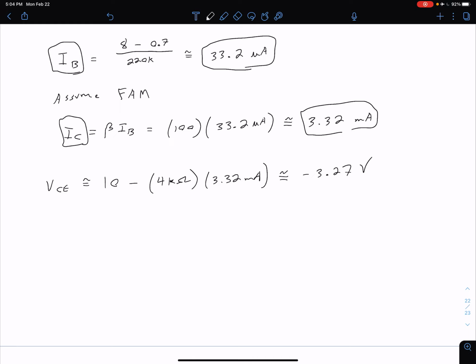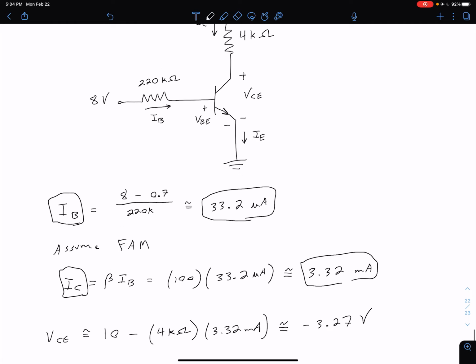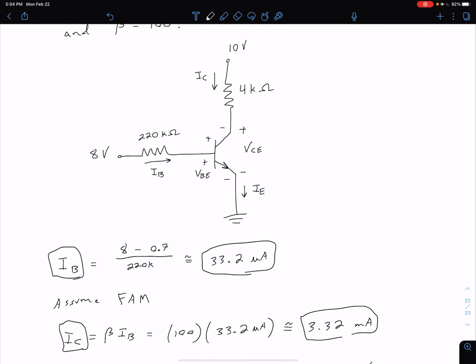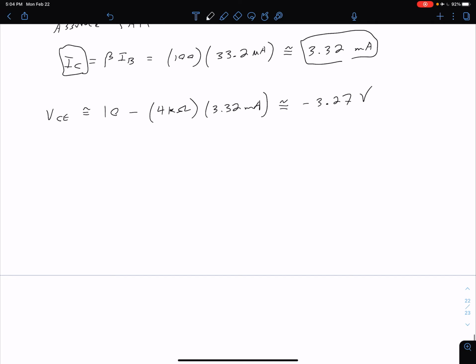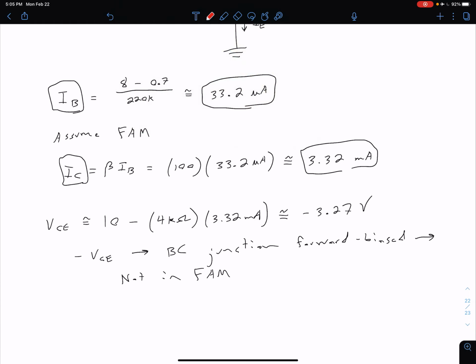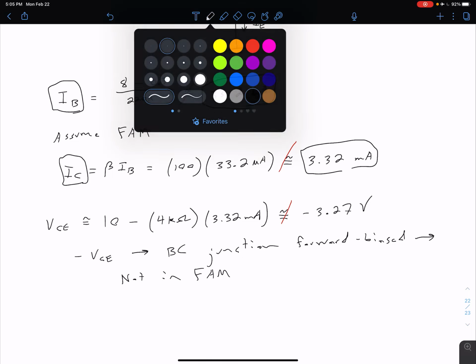Well, now we have an issue, because a negative VCE voltage means that our BC junction is going to be forward biased. So negative VCE indicates BC junction forward biased, which would mean that we're not in the forward active mode. So what we did is we've made an incorrect assumption. Coming back up here, we can't say that IB and IC as we calculated above are true, and of course this VCE is not going to be true either.